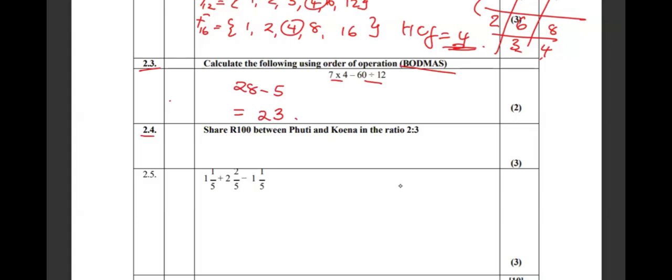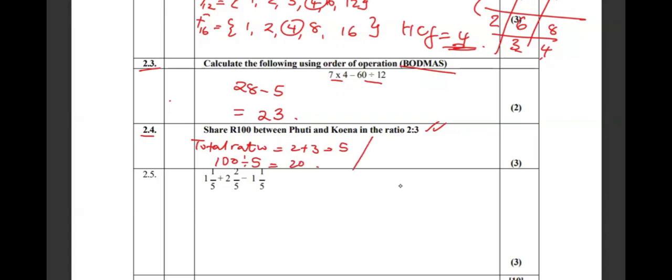2.4. Can we share 100 Rand between Puti and Koena in the ratio of 2:3? When you're sharing, the first step we do is to get the total ratio. The total ratio is going to be 2 plus 3, which is 5. Then let's get 100 Rand. We divide it by 5, meaning that each ratio is going to take 20 Rand.